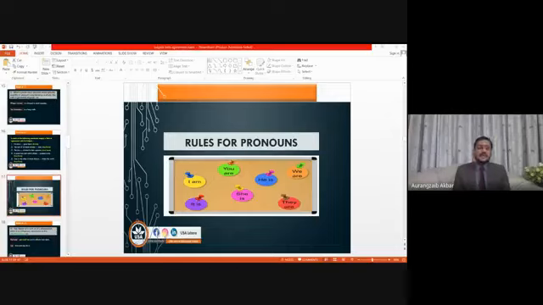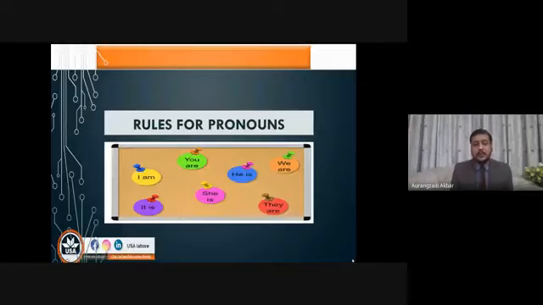As far as today's lecture is concerned, at the end of this lecture you would be able to know how pronoun rules may become effective while using the verb, and how adjectives and adverbs would help you to construct good sentences. Let's start. Today we will talk about the rules for pronouns while making subject verb agreement strong.